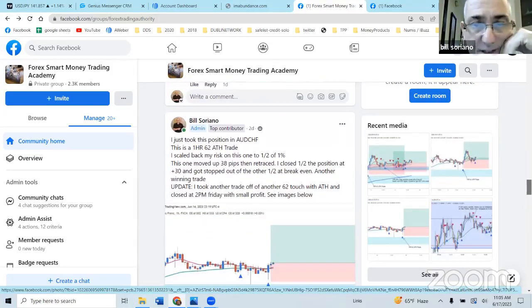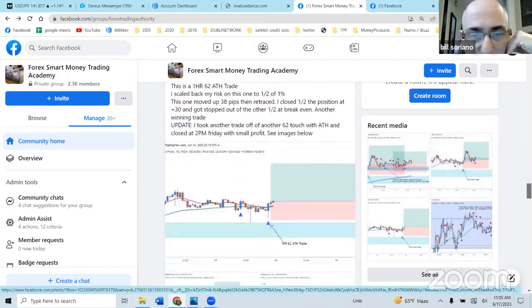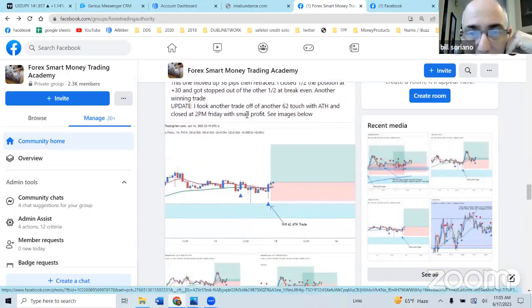Now this is the trade in AUD CHF. Of course, this is on the 1 hour. On this one, price moved up about 38 pips, sorry, not 38%. I closed half the position at plus 30, got stopped out of the other half at break even, okay? And then on the update here, I took it again and I got out with a small profit.